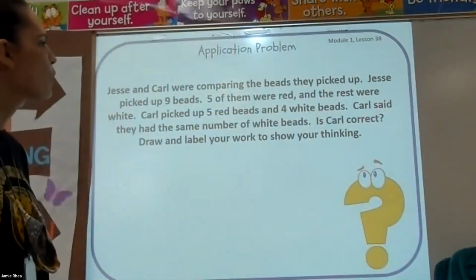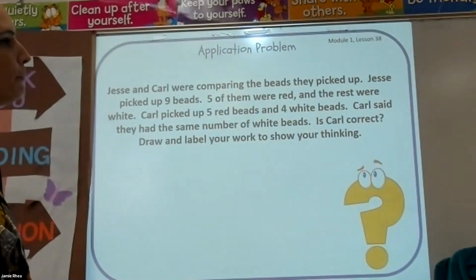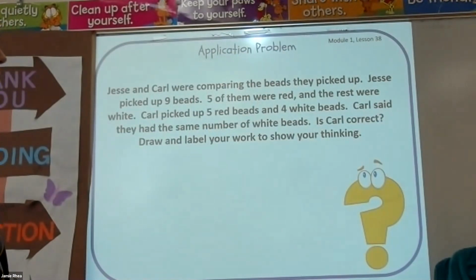Jesse and Carl were comparing the beads they picked up. Jesse picked up 9 beads. 5 of them were red and the rest were white. Carl picked up 5 red beads and 4 white beads. Carl said they had the same number of white beads. Is Carl correct? Draw and label your work to show your thinking.